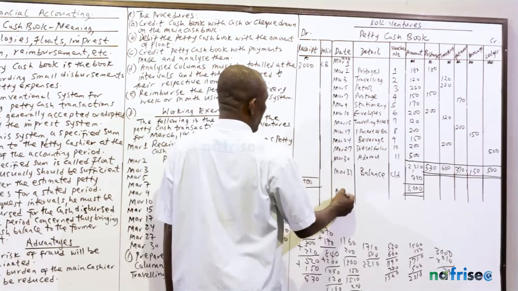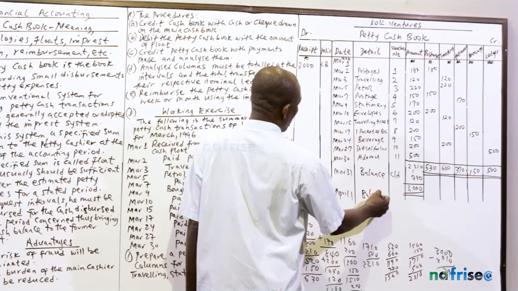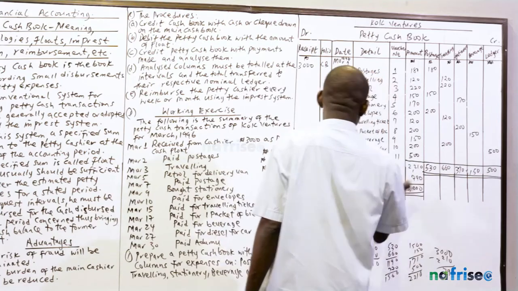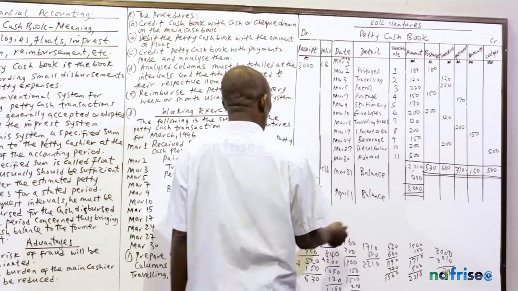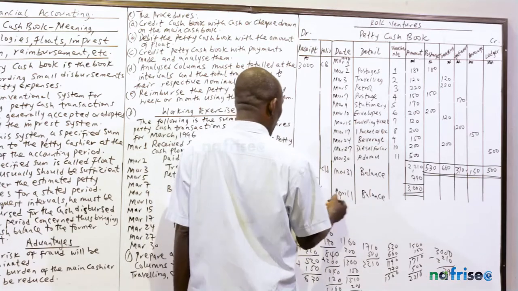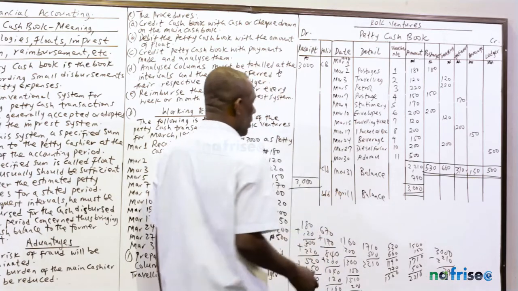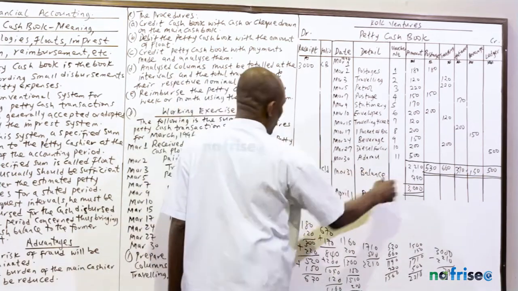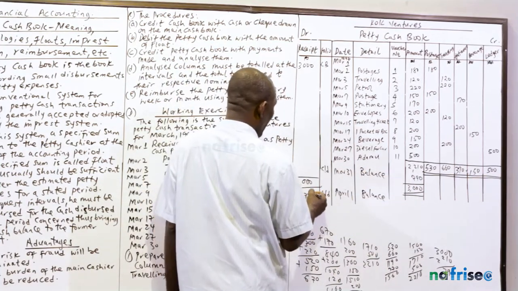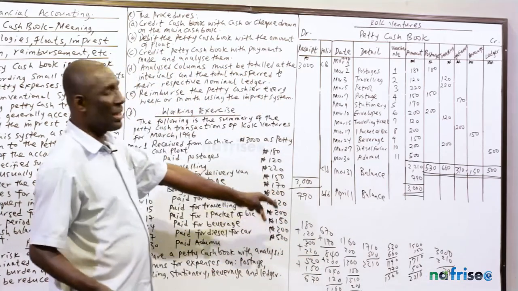After March is April. We have balance. This carry down will not be here. The folio is for this CD. Carry down. This is for voucher. Balance carry down. Then balance brought down. BD. Carry down, brought down. And balance brought down will be 790. So that means that is new balance.